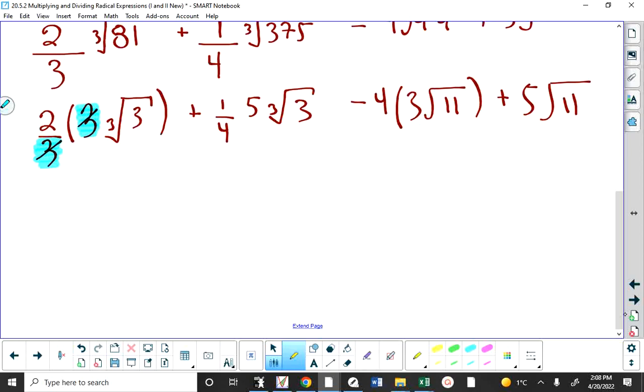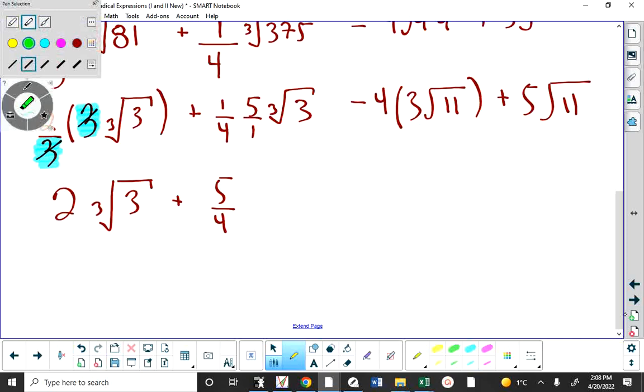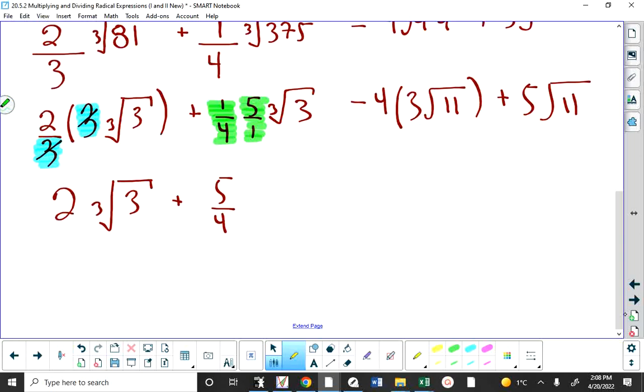So I'm left with 2 times the cube root of 3 plus 5/4. There's no need for us to write 1/4 times 5. We can multiply across the top and across the bottom. Again, why can we do that? Because this is a coefficient. And that's a coefficient. You can play around with coefficients and coefficients. You can play around with radicals and radicals, but you can't mix and match. Cube root 3.